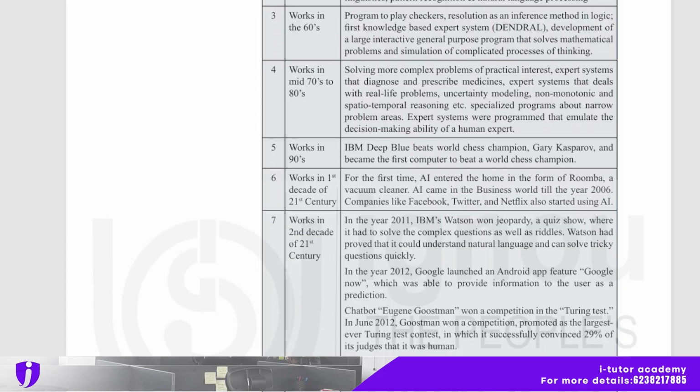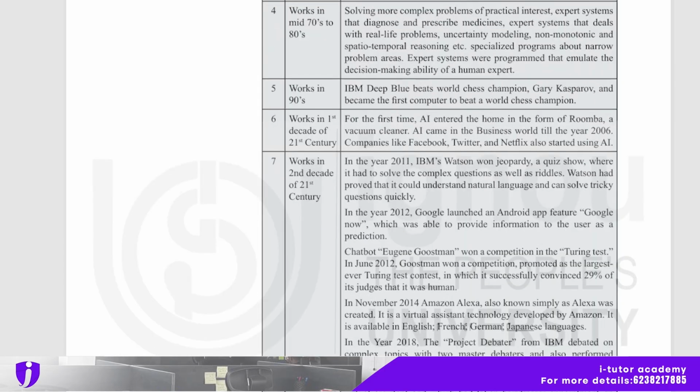Expert systems that diagnose and prescribe medicine, expert systems that deal with real life problems, uncertainty modeling, non-monotonic and spatio-temporal reasoning, etc. Specialized programs about narrow problems and areas, and works in the 90s. IBM Deep Blue beat world class champion Gary Kasparov and became the first computer to beat a world chess champion.